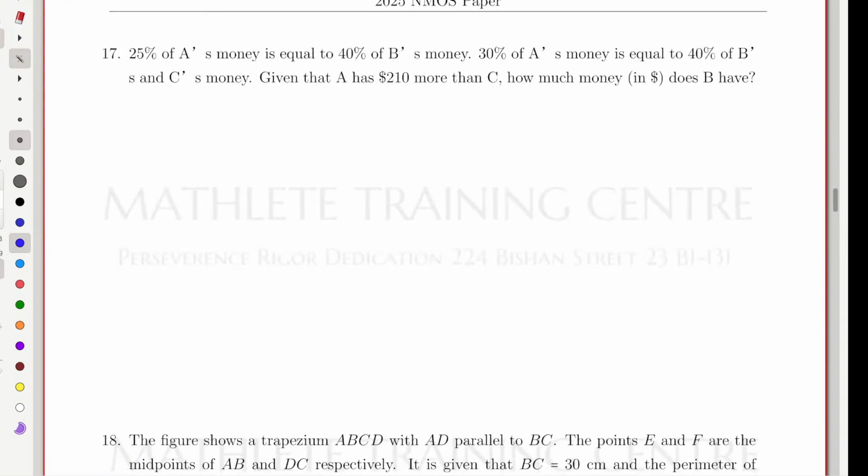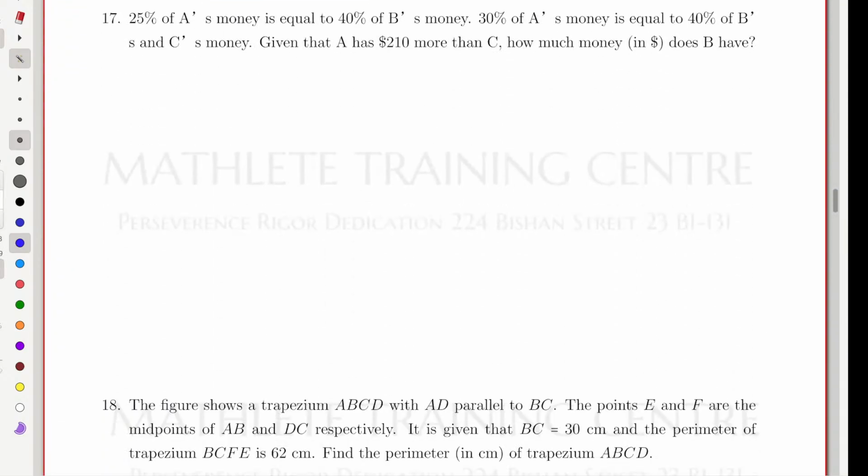Okay, question number 17. Question 17 says that 25% of A's money is equal to 40% of B's money. So we know how to compare that, right? We know that 25 over 100 of A equals 40 over 100 of B. In other words, 25A equals 40B, or 5A equals 8B. Here, I can write it down as a ratio of 8 to 5, right? The ratio is the opposite of this 5 and 8 given here.